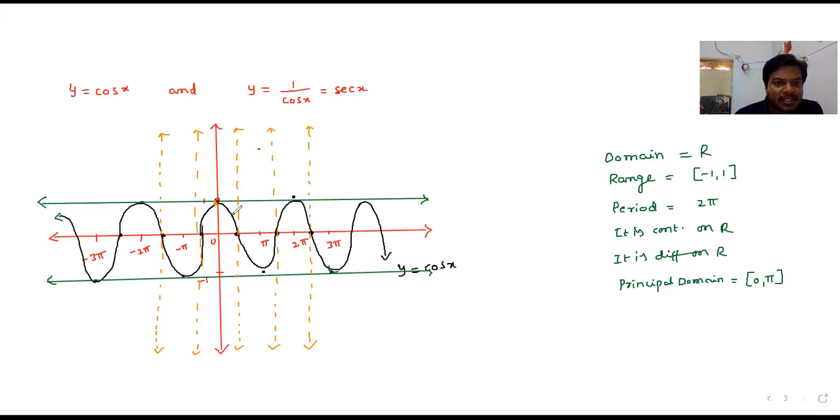Next, suppose here cos x value is 1 by 2. If you write cos x value 1 by 2 in this, y value becomes 2. Between 0 to 1, if I select 1 by 2, then its reciprocal becomes 2. And clearly here cos x is 0. 1 by 0 is not defined. Therefore, you will get the graph in this shape.